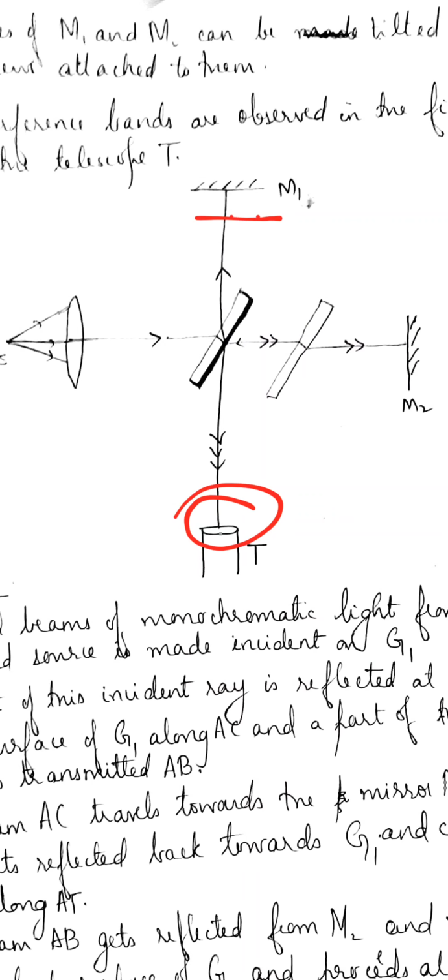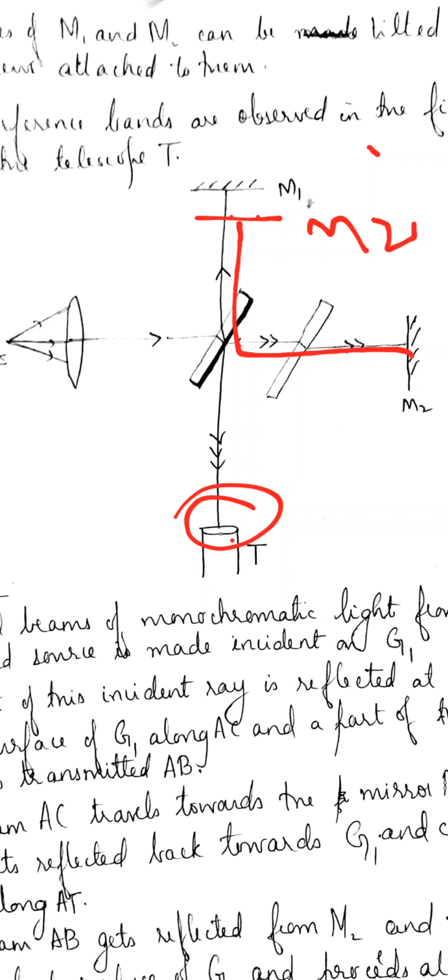Similarly here, when you look through the telescope, you will be able to see mirror M1 and the virtual image of mirror M2 here, that is M2 dash. Okay, so the explanation for our interference pattern reduces to that of an air film enclosed between two mirrors M1 and M2 dash, or our Michelson's interferometer becomes optically equivalent to an air film enclosed between the two mirrors.